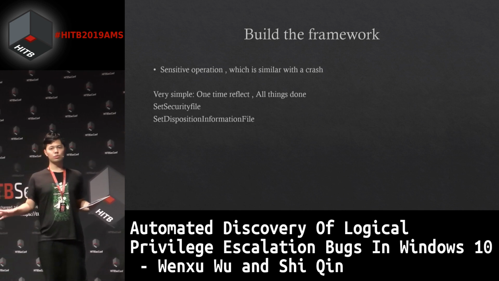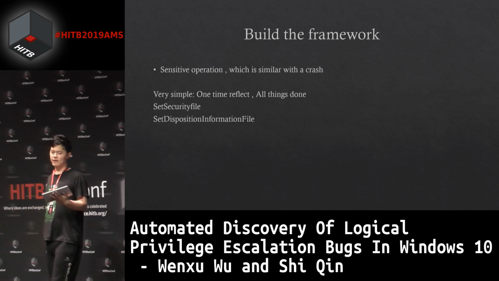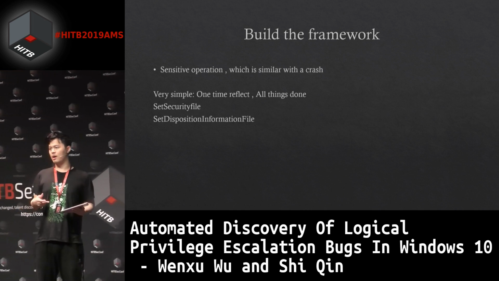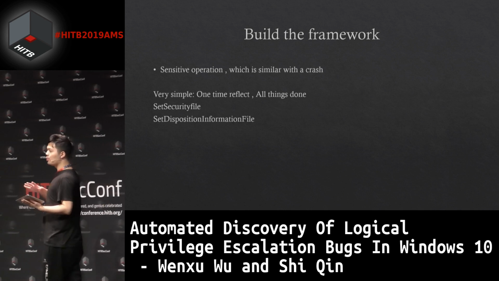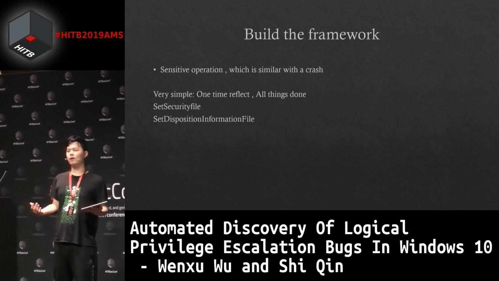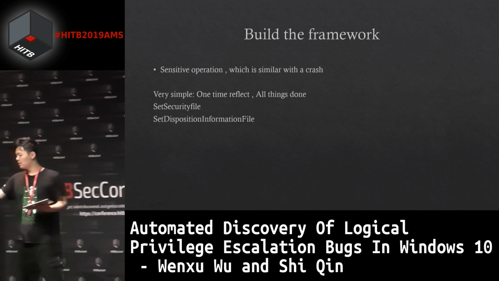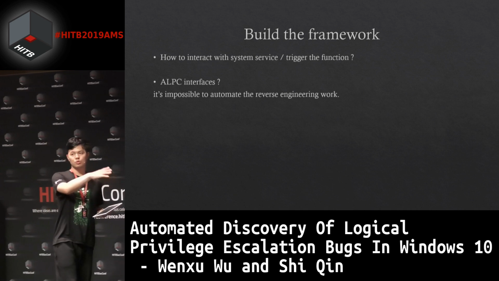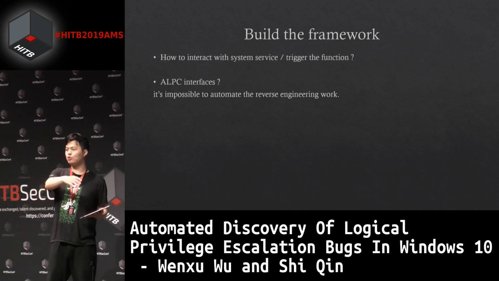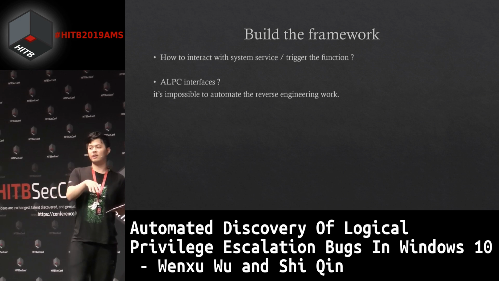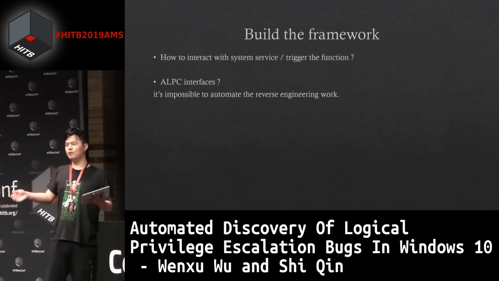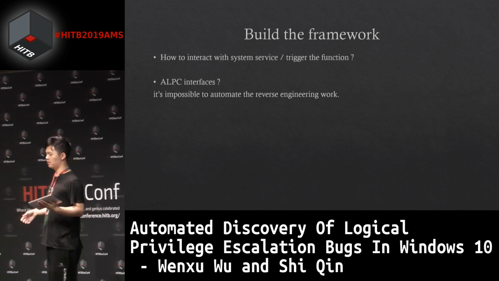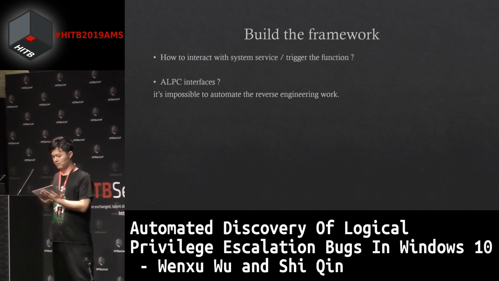And I found two operations that are very easy to validate. The first one is set security file. The second one is set disposition file. And I built the framework based on them. And there is a problem. Can we just use this framework to automatically analyze the ALPC interfaces? But unfortunately, the answer is no. It costs too much time and is hard to do reverse engineering.